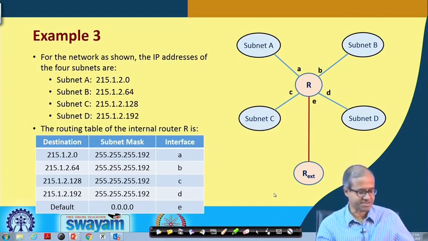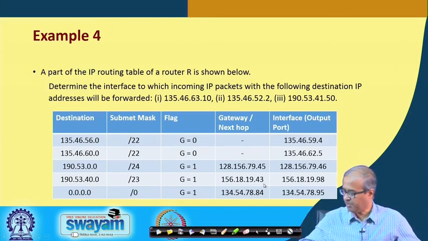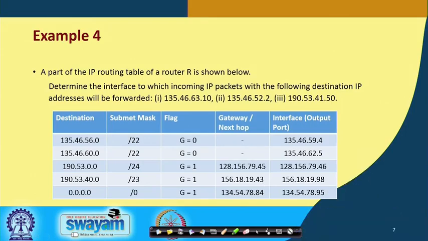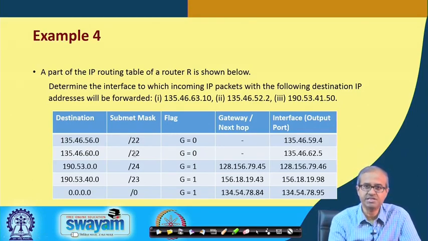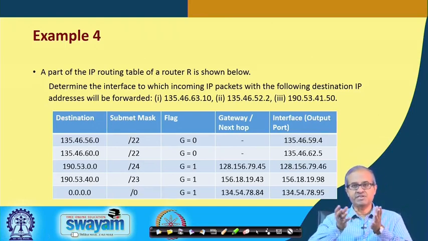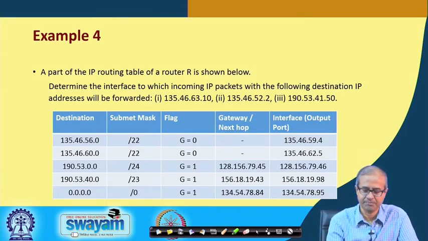happening for this example. Let us look at a fourth example. Now, in this fourth example, what we have done, here we have shown some additional entries in the routing table, more like a practical routing table, and also we have shown the subnet mask in the CIDR notation. So, in many routers, when you see the routing table, the mask will be shown in the CIDR notation. So, here it is done like that.